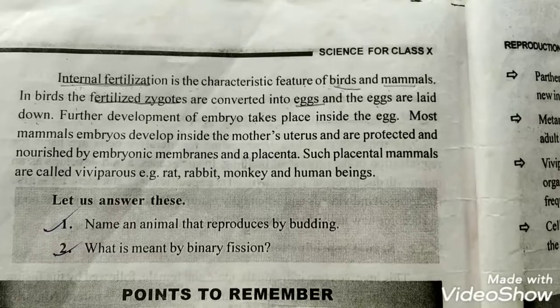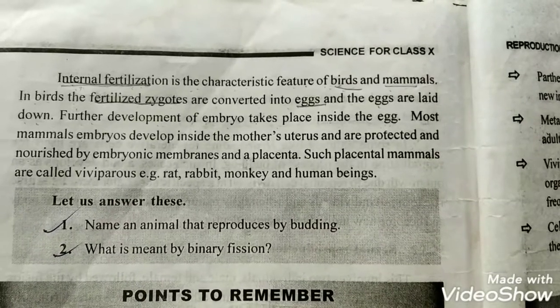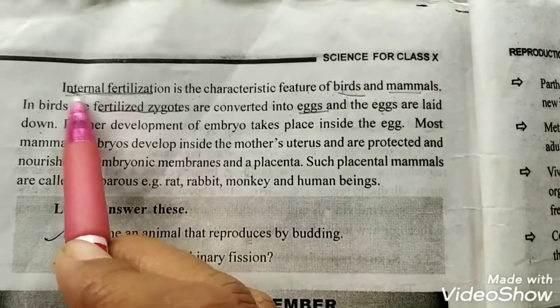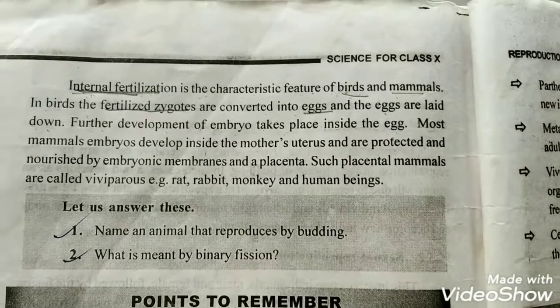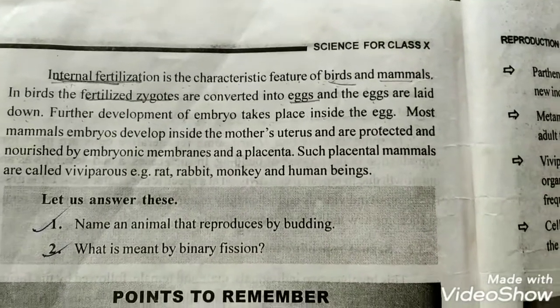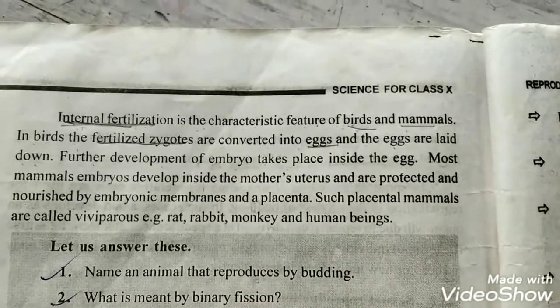Outside the body, in the surrounding water, but here in the internal fertilization, the union of the male and female takes place inside the body of the organism.